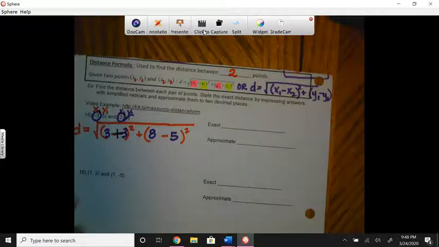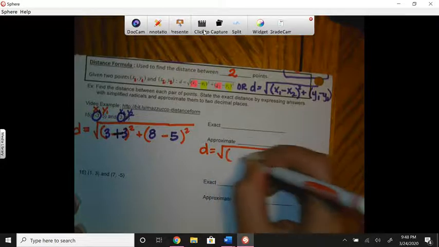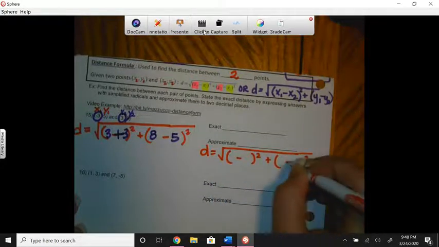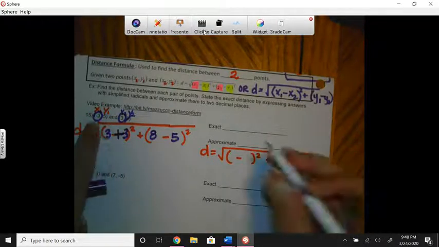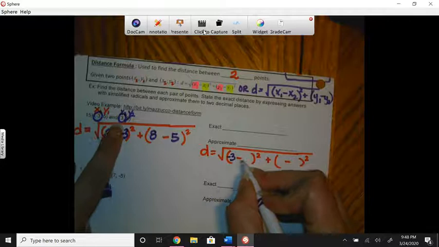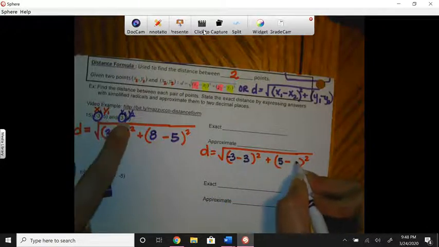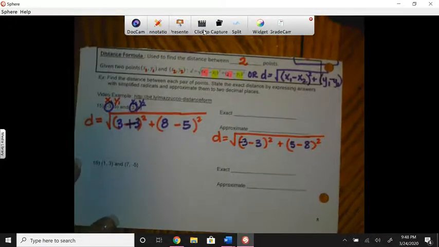Again, you would get the same answer if we switched the order and did x1. So if we did negative 3 minus 3, and then 5 minus 8. It doesn't matter. In the end, we'll get the same answer.